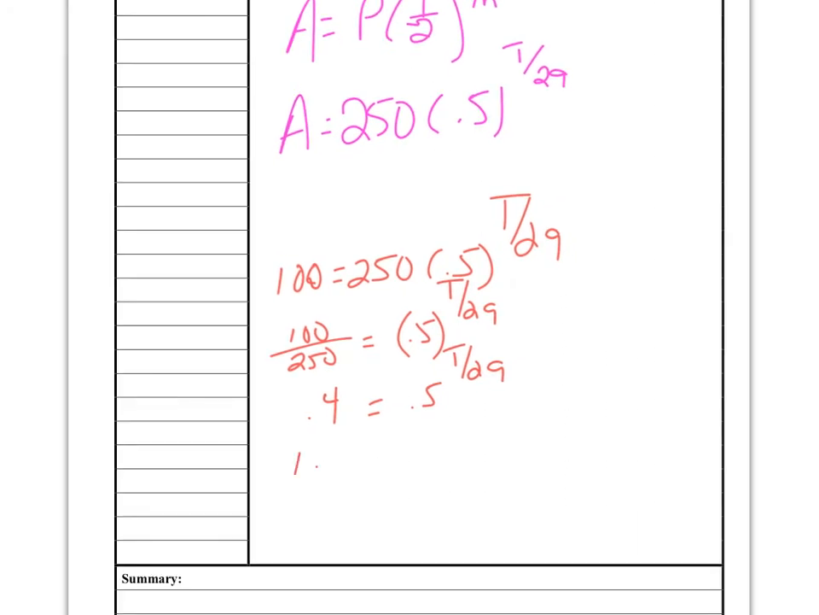So you'd have the log, base stays the base. Log base 0.5 of 0.4 equals the exponent T over 29. The base stays the base. So you type that in, and then at the end of this problem you'd have to cross multiply. It'd be kind of nasty, but multiply both sides by 29.